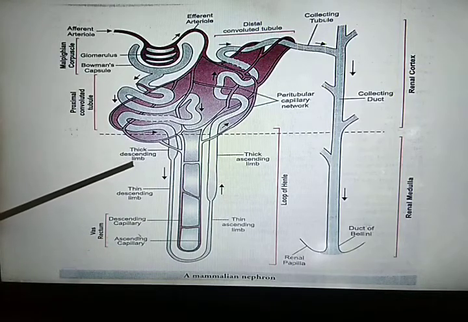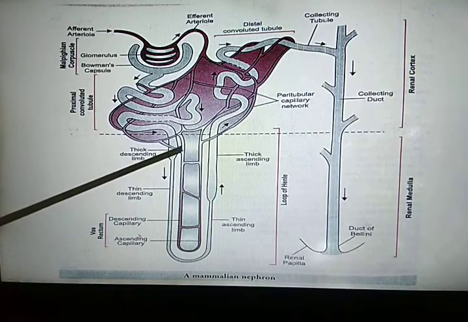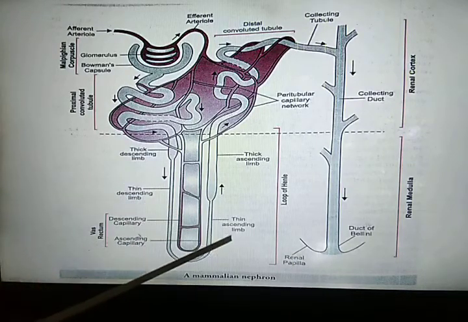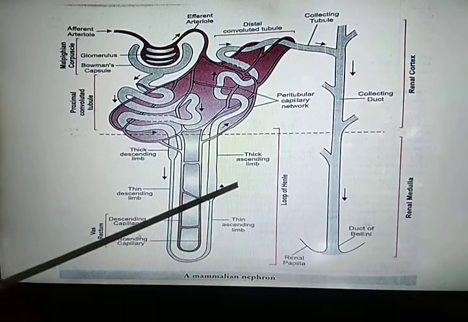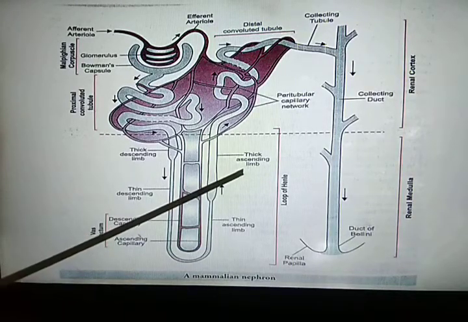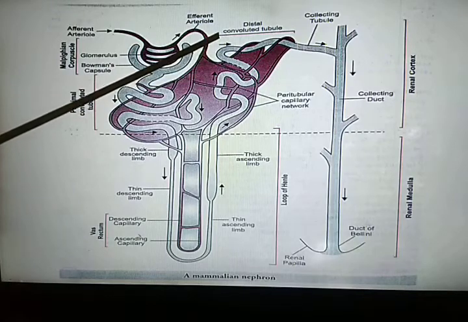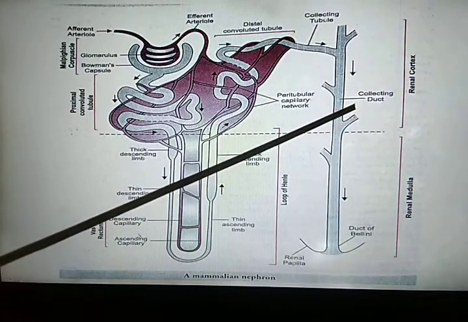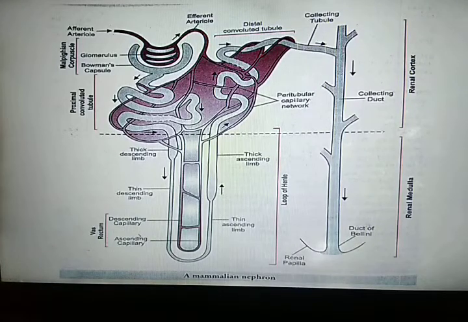The descending limb consists of two parts, the thick descending limb and the thin descending limb. Similarly, the ascending limb also consists of two parts, the thin ascending limb and the thick ascending limb. Then the distal convoluted tubule, collecting tubule and collecting duct. Let's start with the topic, functions of different parts of the nephron.